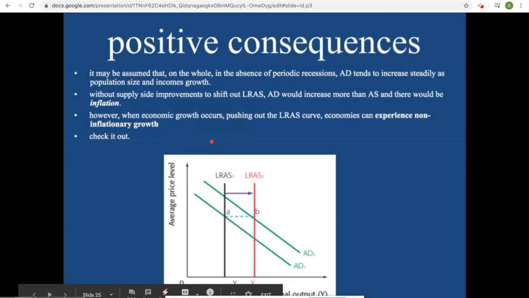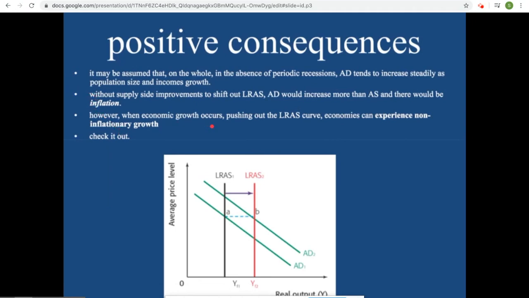Now, it may be assumed that, on the whole, in the absence of periodic recessions, aggregate demand tends to increase steadily as population size and incomes grow. So, as these populations grow, as incomes grow, there's going to be an increase in aggregate demand, so a shift from AD1 to AD2. Now, without supply side improvements to shift out LRAS, AD would increase more than AS and there would be inflation. We already saw that in the previous slides.